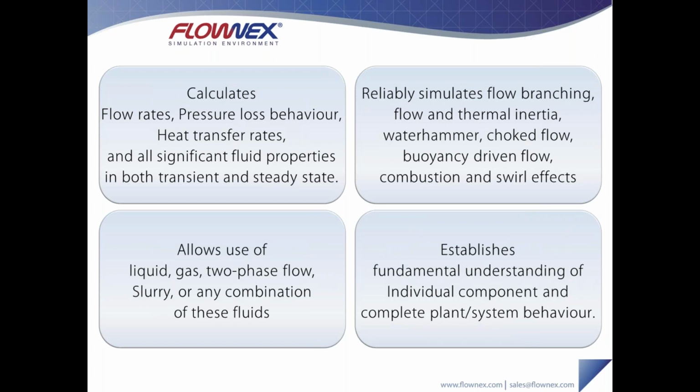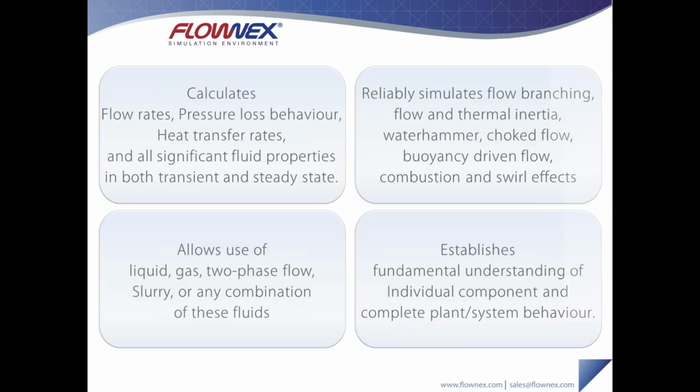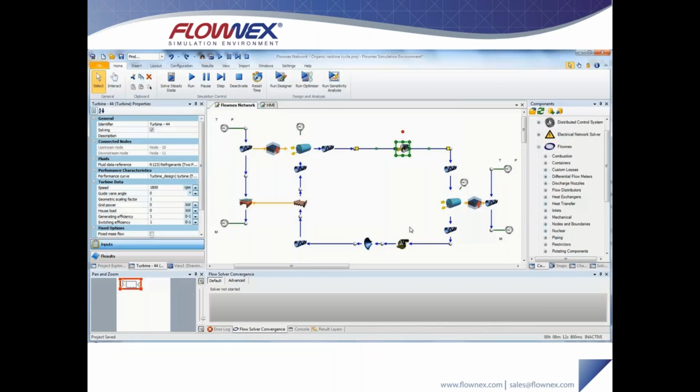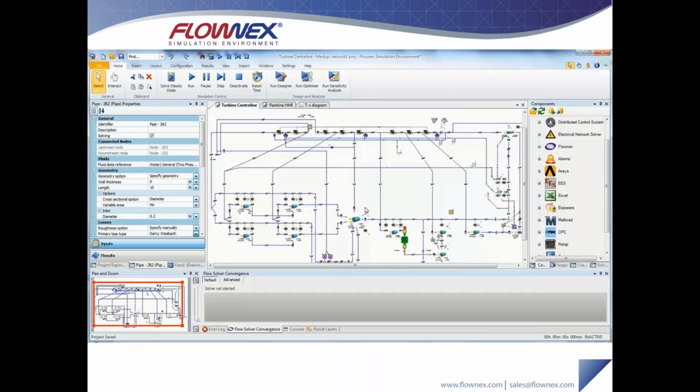It establishes a fundamental understanding of individual component and complete plant or system behavior. And that's also where I personally found a lot of benefits in using this over the years. There's an example of a smallish network. This is just a refrigeration network, and then you can also use Flownex to increase the kind of detail. And this is an example of a process flow diagram level of a coal-fired power station.